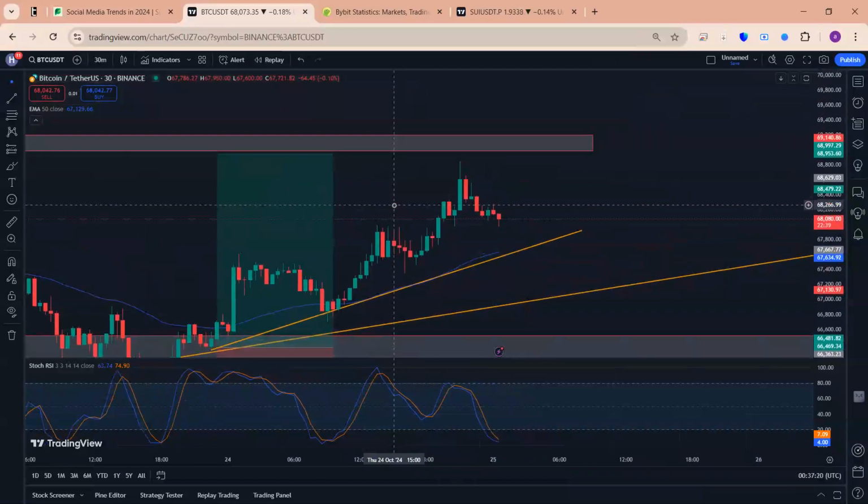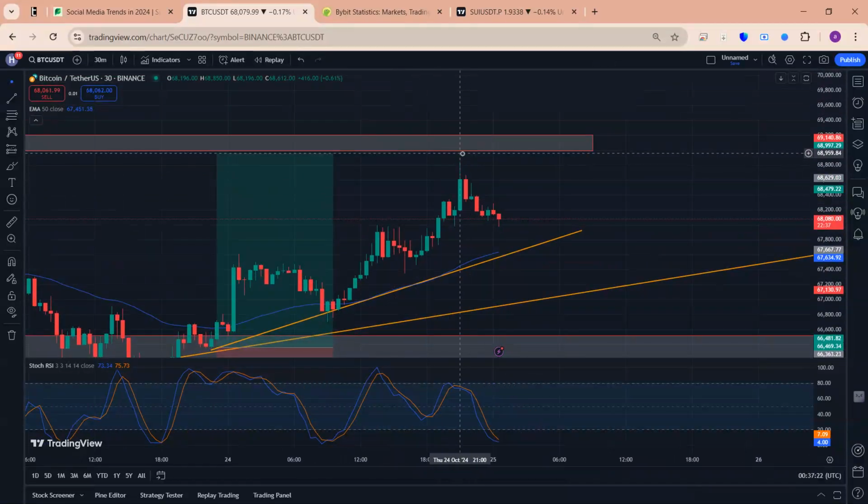Are you getting it now? But for me, the moment it touches this level, my instinct will tell me to short it. But now I don't want to short because we are still on a bullish, on an uptrend movement. So I'm not going to short this. I'm just going to leave it alone and see what happens.